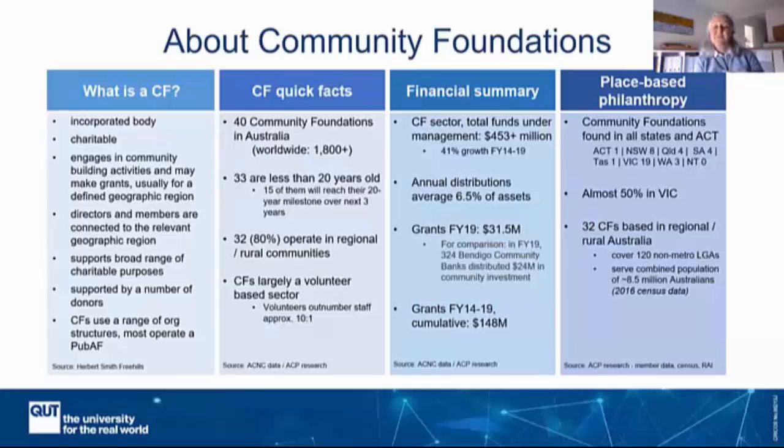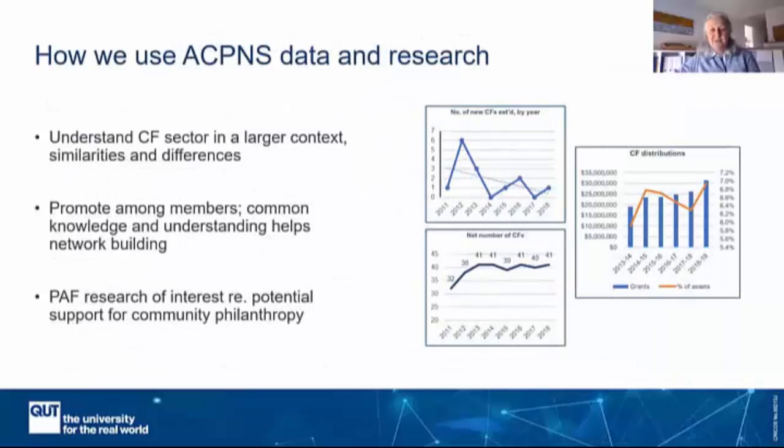There are some interesting parts to this subset of the philanthropy landscape. It's such a small subsector that it's almost like a family. And at that point, the ACPNS data really becomes important, and if we could move on to the next slide, it would probably be helpful.